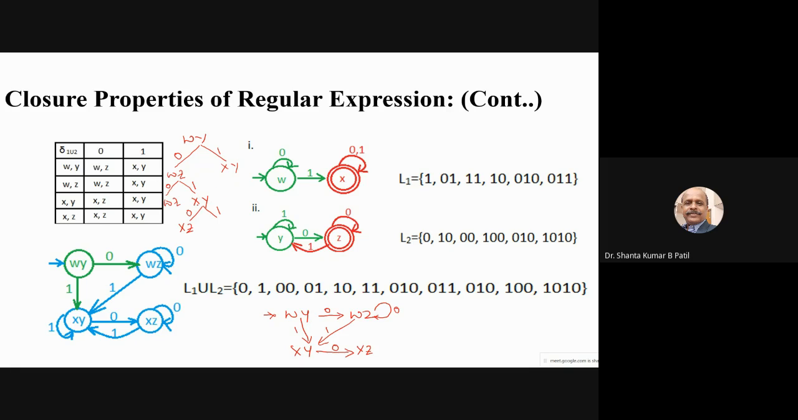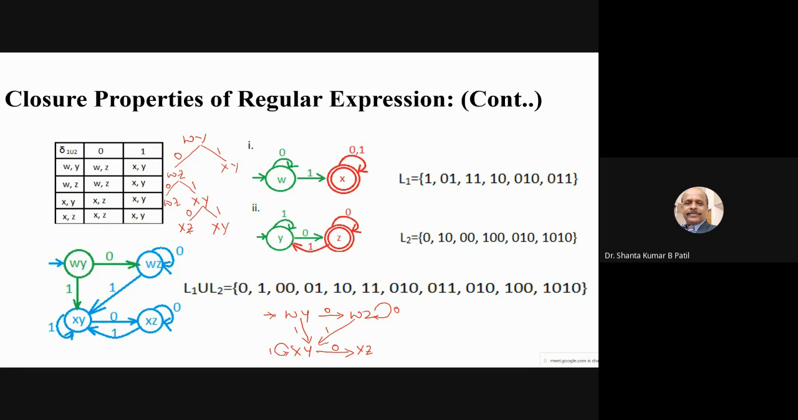XY on 1. X on 1 is X. Y on 1 is again Y. So this pair and this pair are similar. Hence XY on 1 is a loop. This XY pair is repeating, so there is no need to construct the branches for this XY.